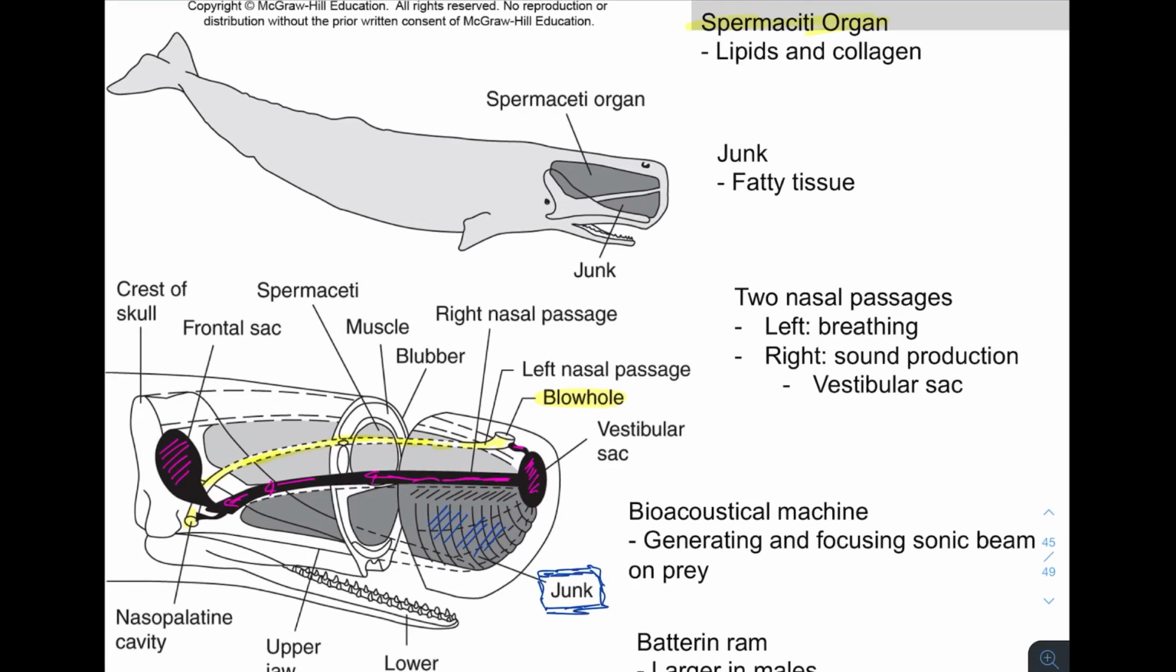These sonic beams are going to be generated and they will get bounced off between the vestibular sac and that frontal sac. And they will bounce off the frontal sac and then become very, very powerful before they basically get sent out towards the prey in order to shock the prey right before the attack takes place.